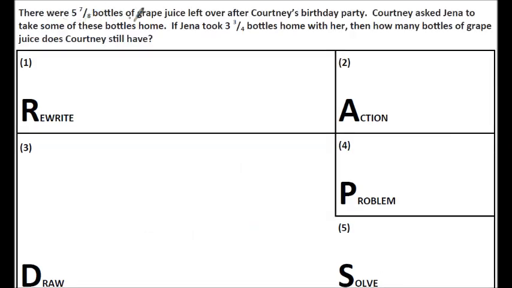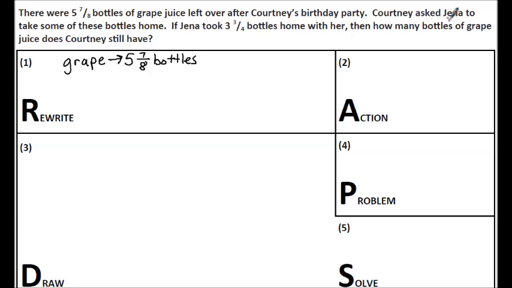There were 5 7/8 bottles of grape juice left over after Courtney's birthday party. So this seems important because numbers are normally important in a word problem. So grape juice, we have 5 7/8 bottles.